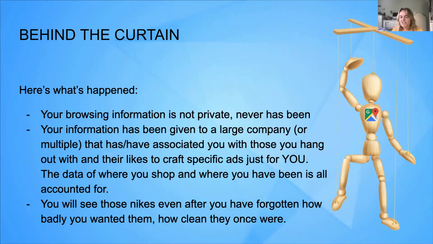So your browsing information is not private and never has been. What happens when you go on the internet is the internet essentially has created a digital footprint for you. So all of your information on where you shop, who you hang out with, what type of products you buy, maybe those sweet, sweet green products, has all been added to this sort of digital persona that is you. And that information has been sent off to these large companies that can then manufacture that information into personalized ads that are specifically tailored to what they think you want to buy.